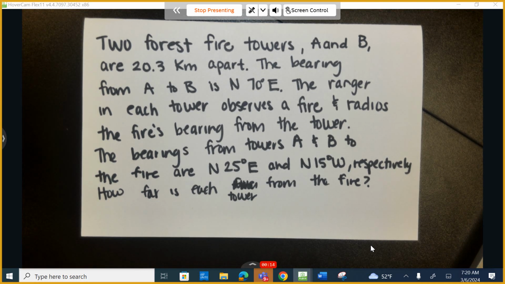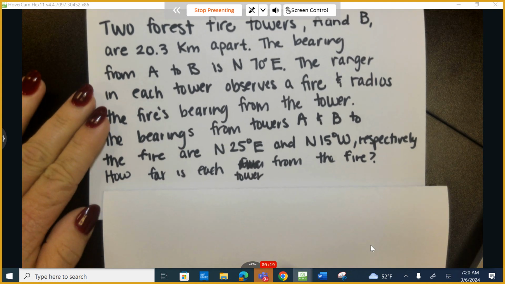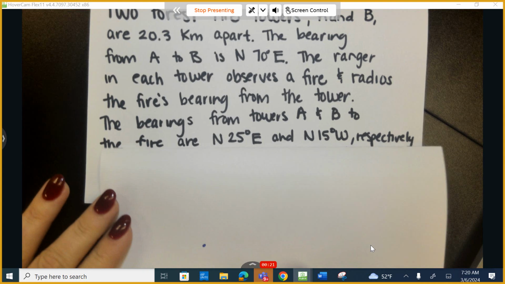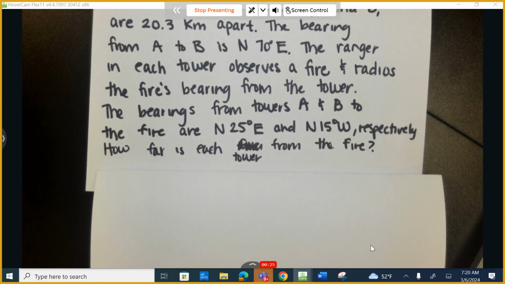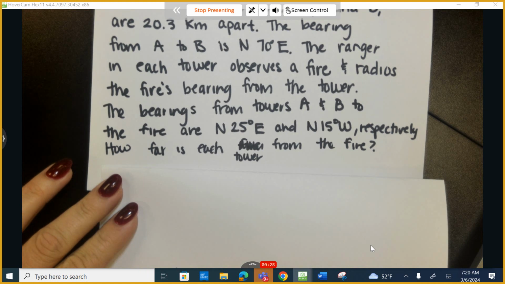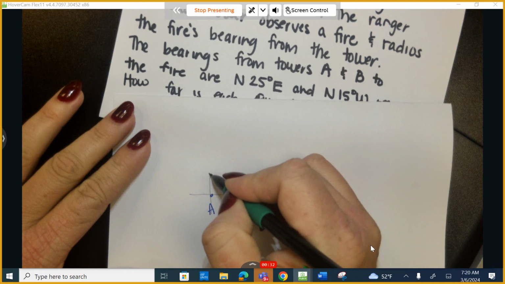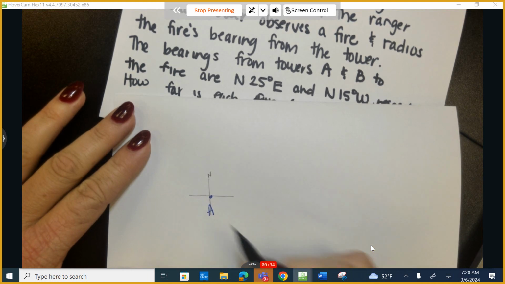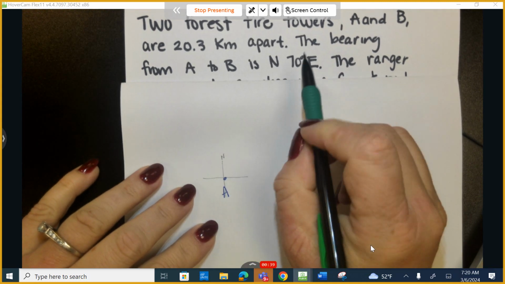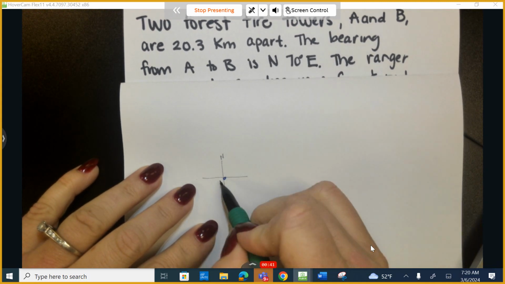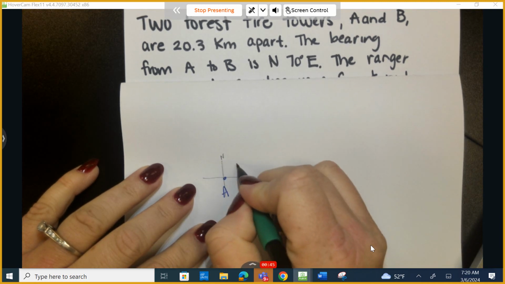All right, so for most students, the confusing part is how do I set this up? So let's just start with tower A. I'm going to start with tower A, drawing a dot. This is my A. And I can see from A to B is similar to our last problem, so I'm going to make a little Cartesian plane here. This represents my north, my south, my east, and my west. And I'm going to go north. We say this as 70 degrees east of north. I go north first, north or south, always first, and then in this case I swing to the east.